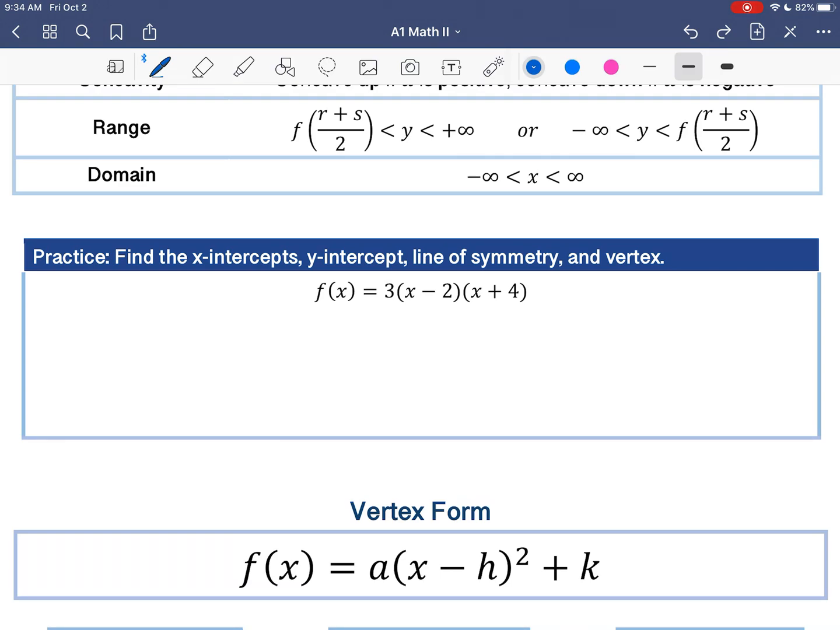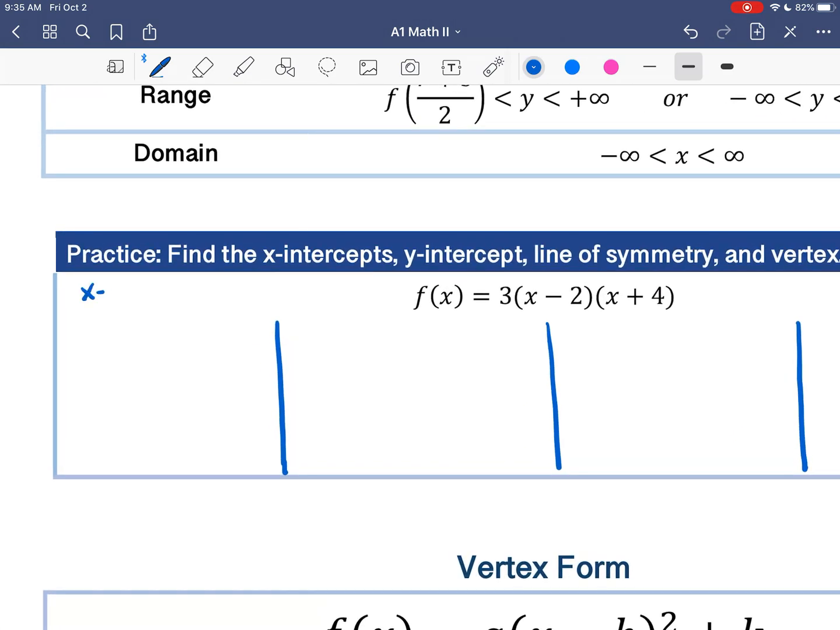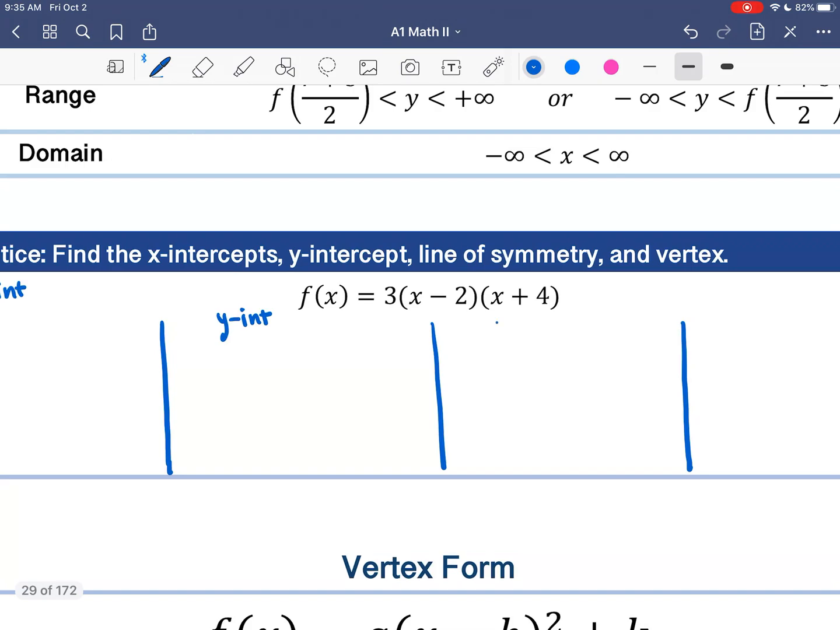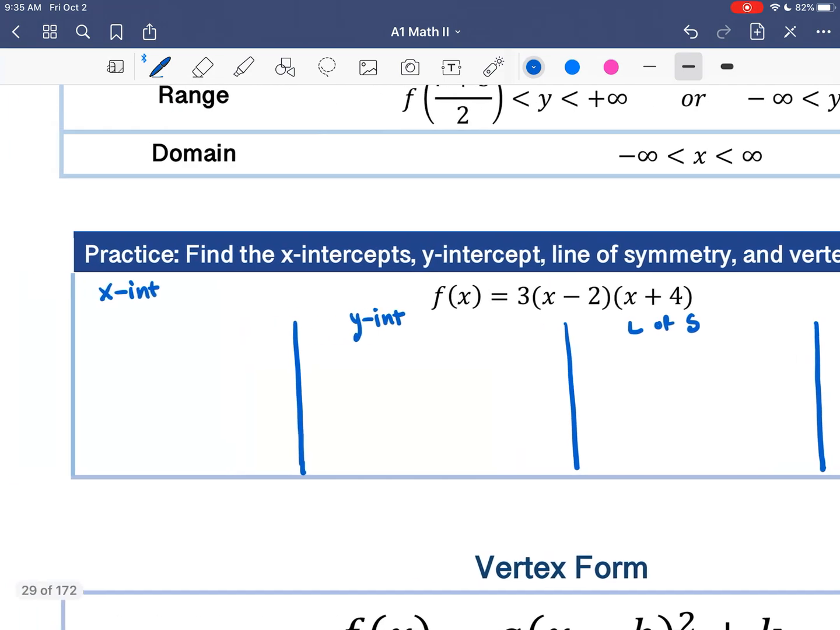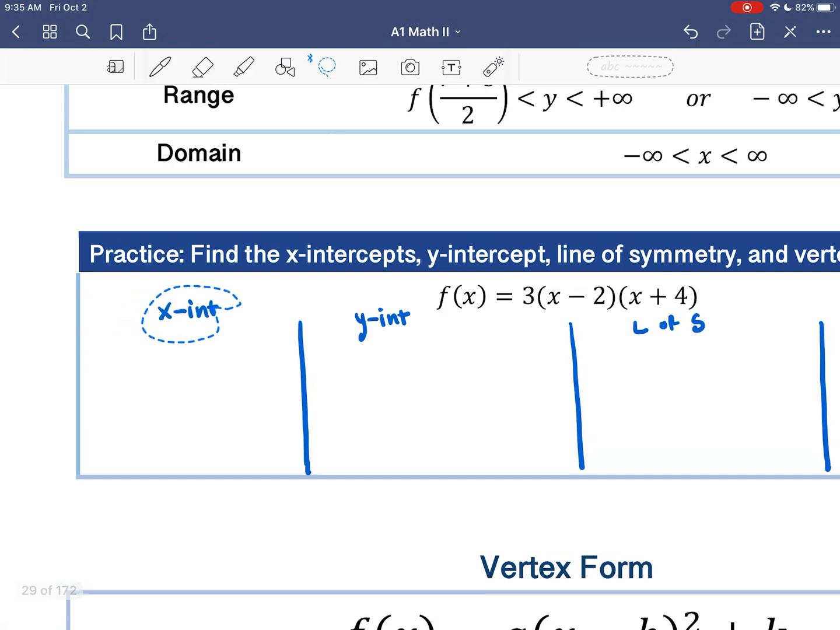So we're going to just try this on this function here. It wants us to find 4 things this time: x-intercepts, y-intercept, line of symmetry, and vertex. So I'm just going to split this in 4 pieces, and hopefully I will have room. Actually, I'm more worried about you having room, but we'll try to make it simple. These are the x-intercepts. This is the y-intercept. Actually, there's only one, so I should not make that plural. This is the line of symmetry, L of s, and the vertex. There we go.